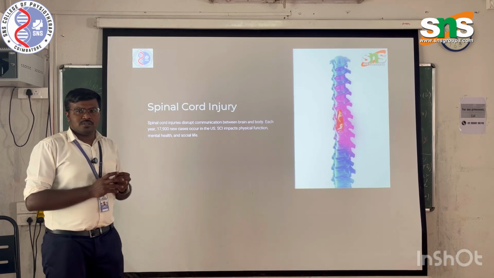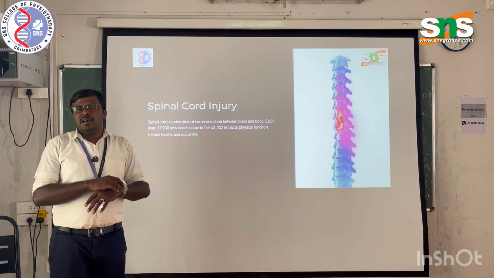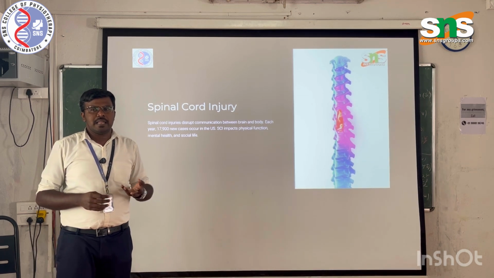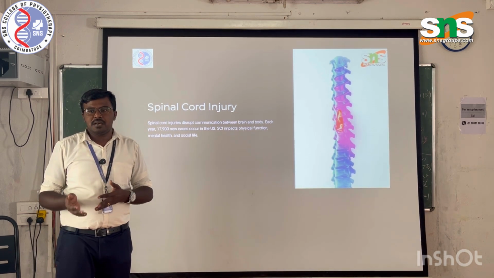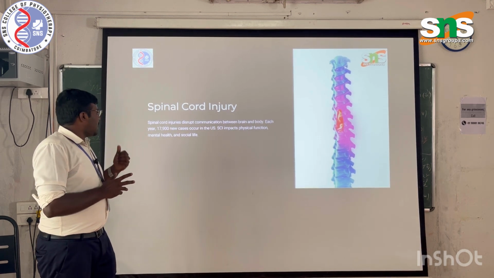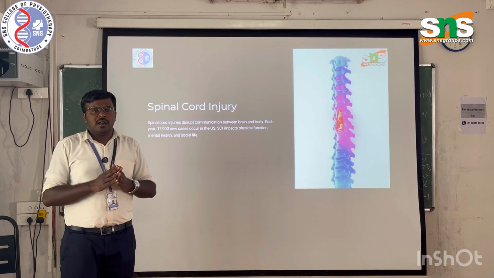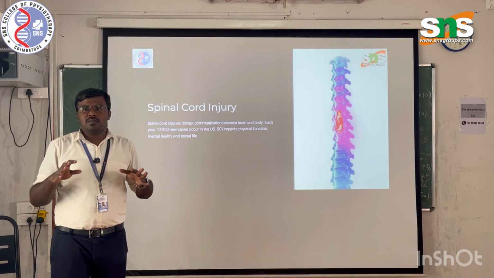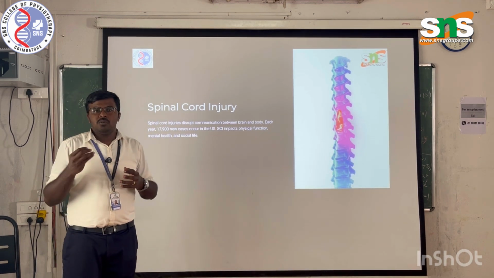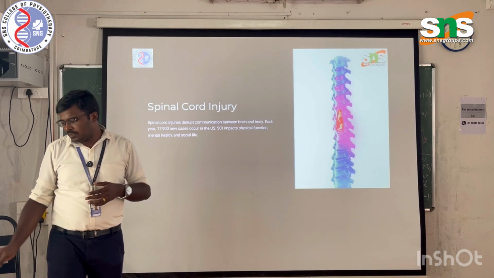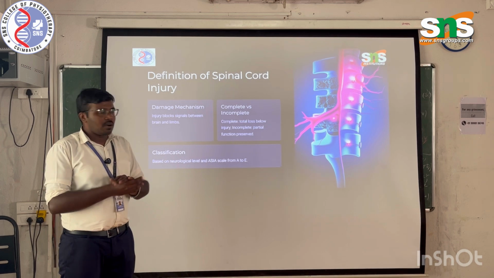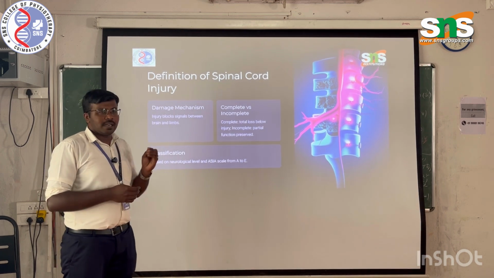Spinal cord injury mainly affects or injures the spinal cord. It can lead to symptoms like paraplegia or quadriplegia. These are the main symptoms. Spinal cord injury worldwide, 17,900 new cases are seen in the US. Spinal cord injury mainly damages the spinal cord, and it has certain types.